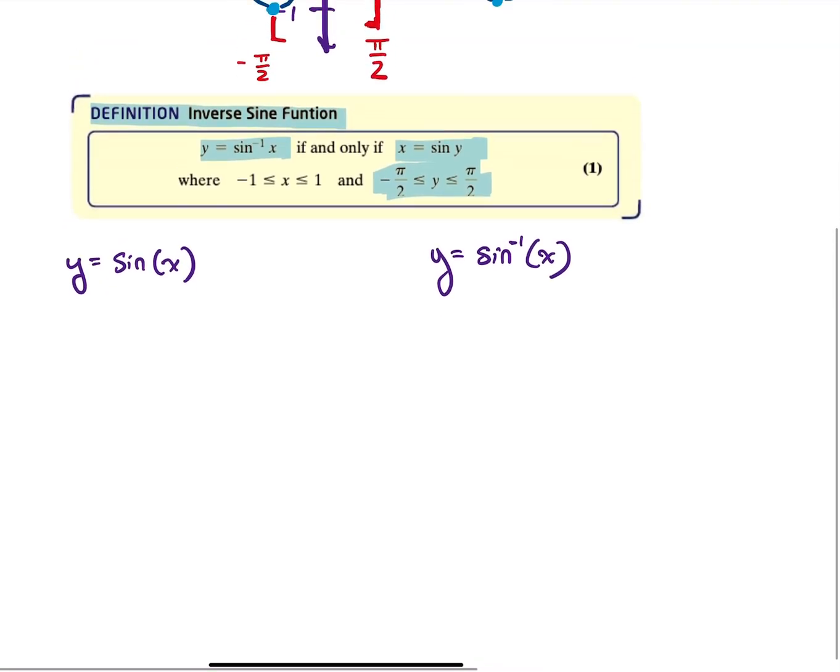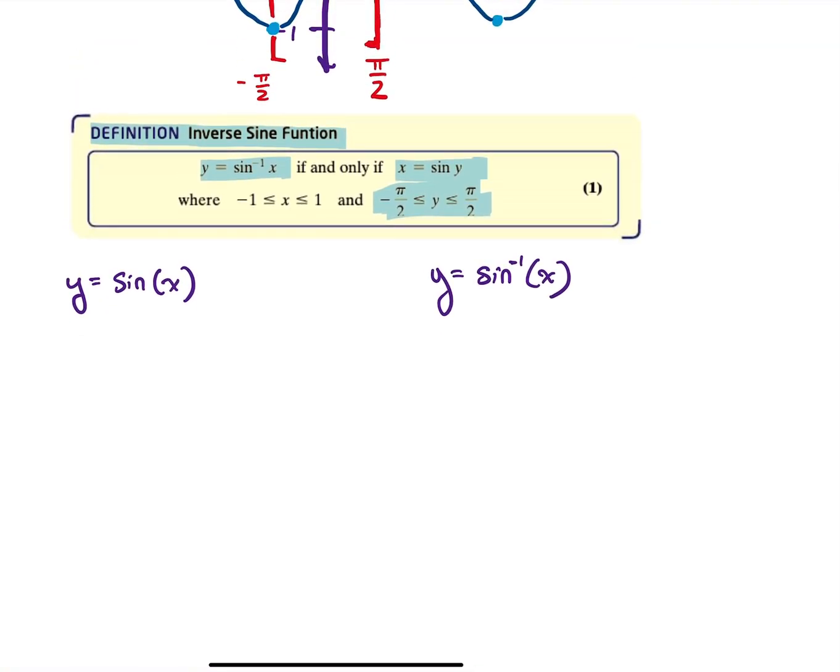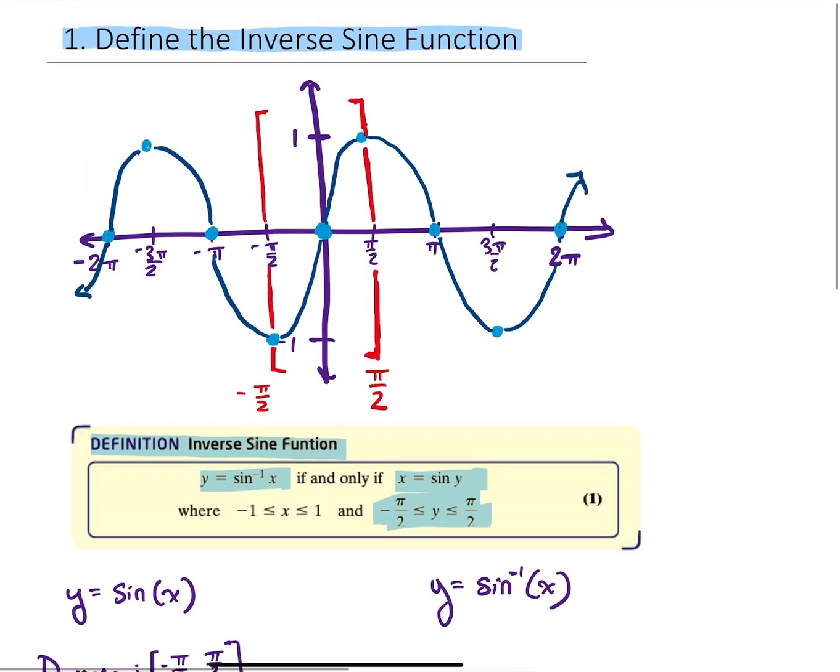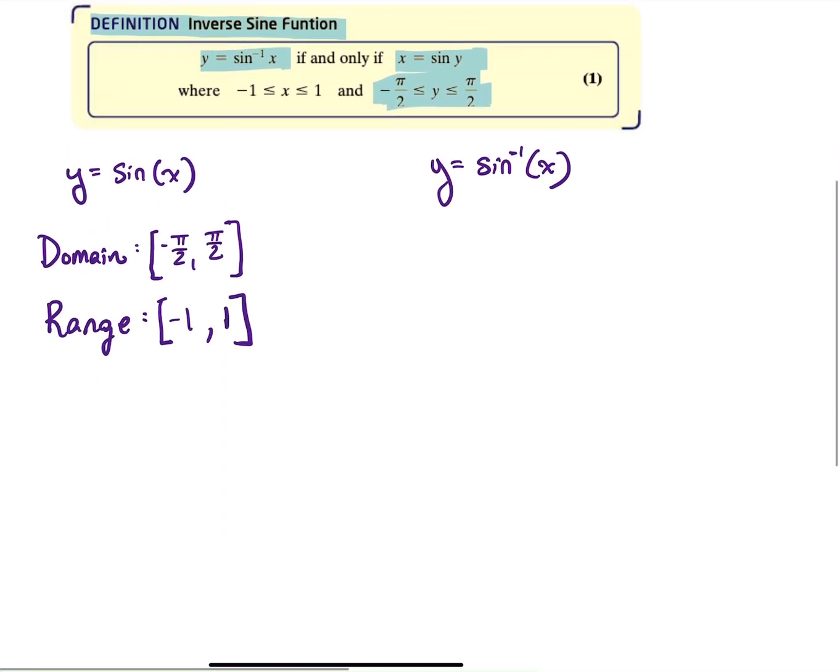So the sine function has a domain normally from negative infinity to positive infinity, but we're saying we're going to restrict it from negative pi over 2 to pi over 2. And the range is from negative 1 to positive 1. That's the range of the sine function. And we could have a few points.